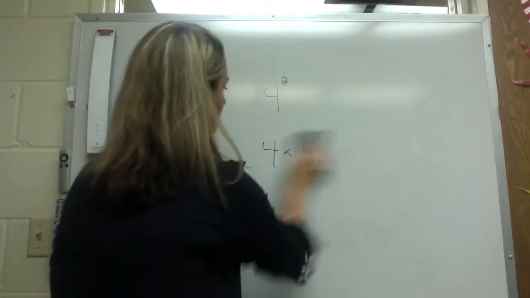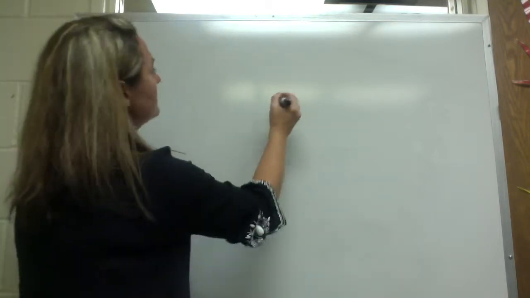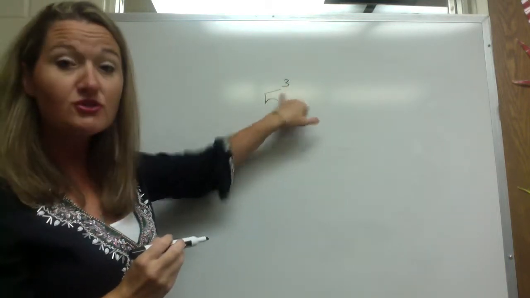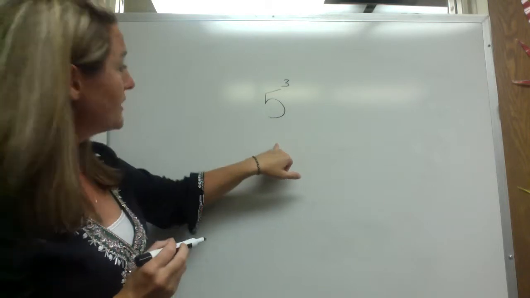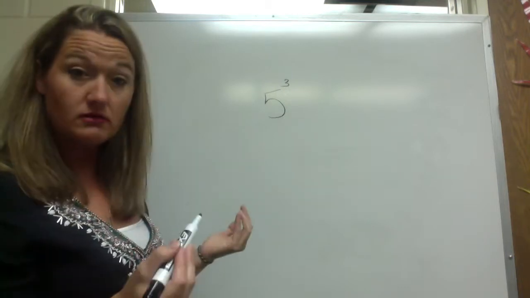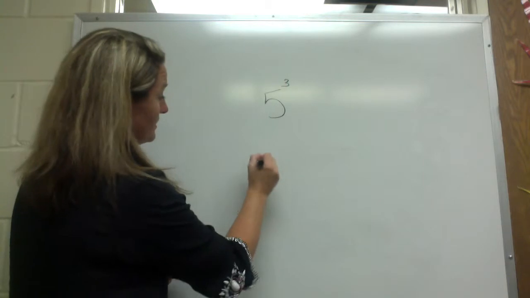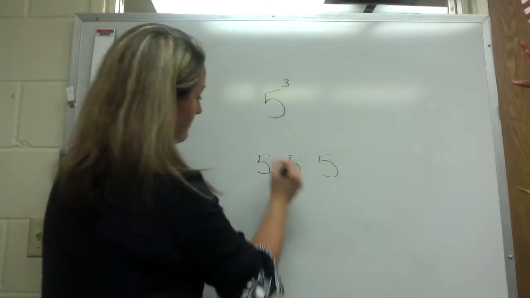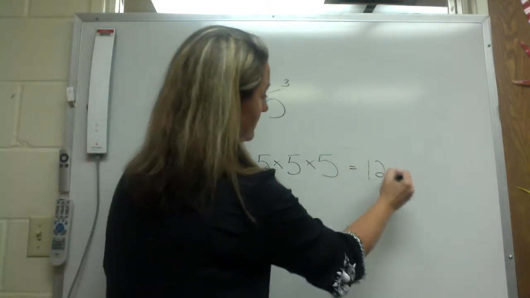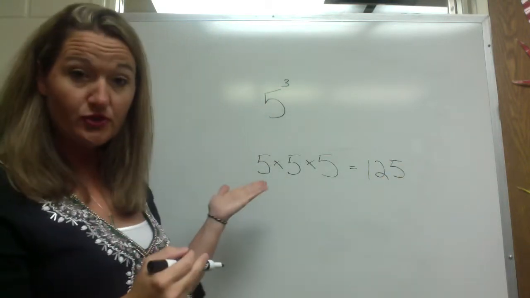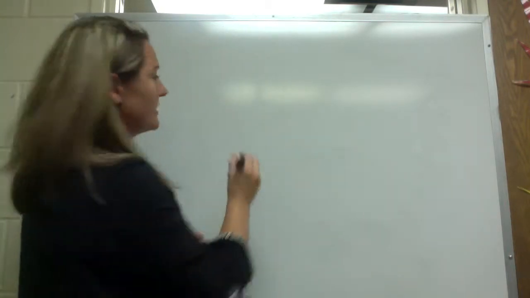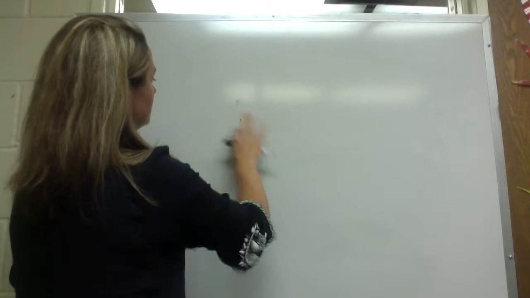All right, let's practice a few more. Okay, let's do 5 to the third power. You could read that as 5 to the third power, or sometimes people say 5 cubed. So again, this is not 5 times 3. Don't do it. It means 3 5s. 5, 5, 5. 5 times 5 times 5. 5 times 5, 25. 25 times 5, 125. So 5 cubed is 125. So you'll see that. You may also see like, well, that's fine.